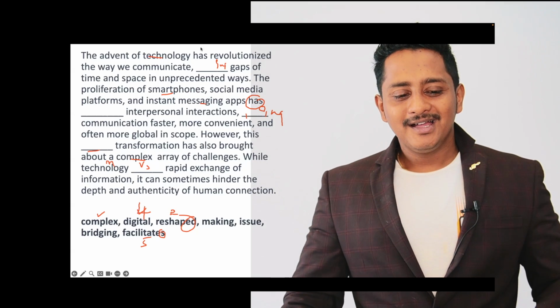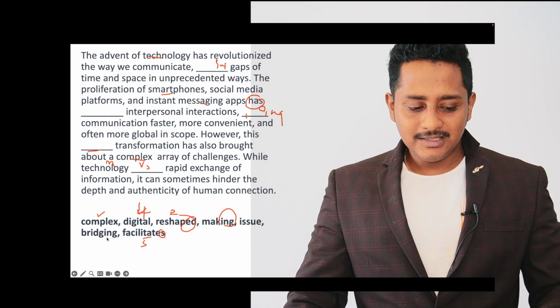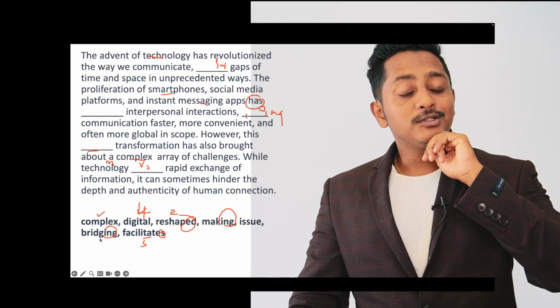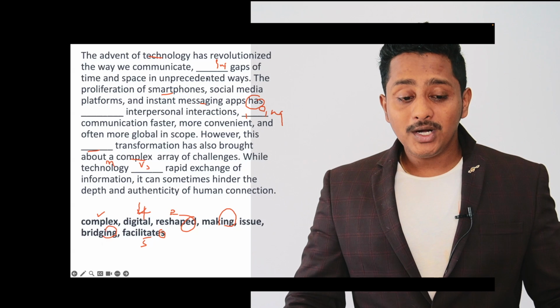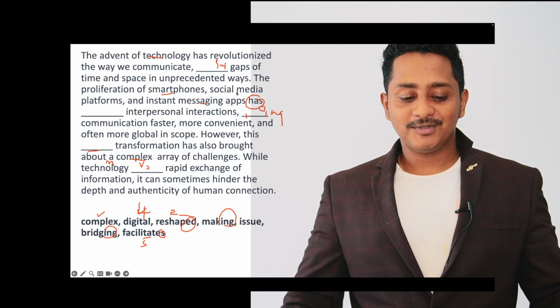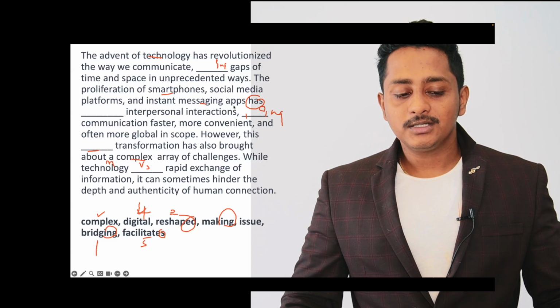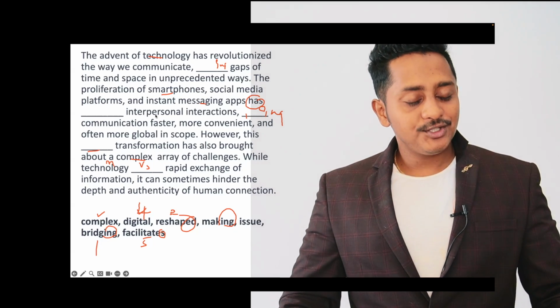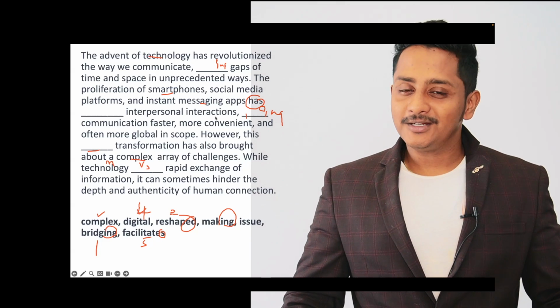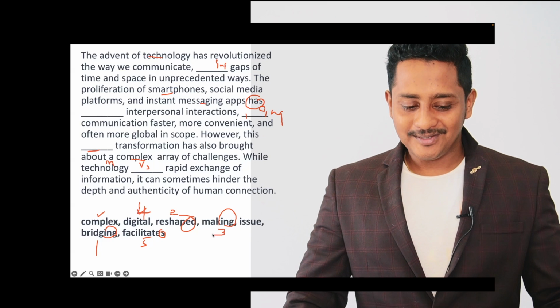Yes, of course. The first and the third dash gaps: ing, making, ing, bridging. 2 ings are there, boss. Have patience, hold on. Now what is the answer? Do you say make the gaps, create gaps, or bridge the gaps? So this would be bridging. Social media platforms and instant messaging apps has shaped interpersonal interactions, making communication faster. So this is going to be 3.